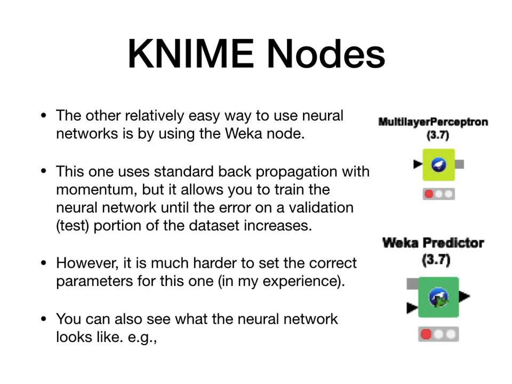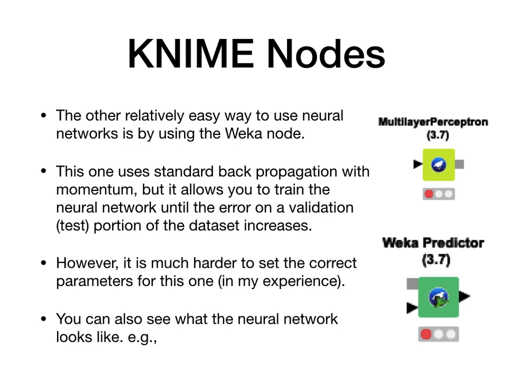The other set of nodes in KNIME that can be used to build multi-layer perceptrons are the ones that come from Weka. These might not be installed in your version of KNIME unless you've installed the extensions. You find them in the Weka folder. It's the multi-layer perceptron, and then you use the Weka predictor to do the prediction. The Weka one just uses standard backpropagation with momentum, so you need to set a learning rate, the eta, and a momentum. It has default values, but it can tend to be a little bit sensitive to these values.